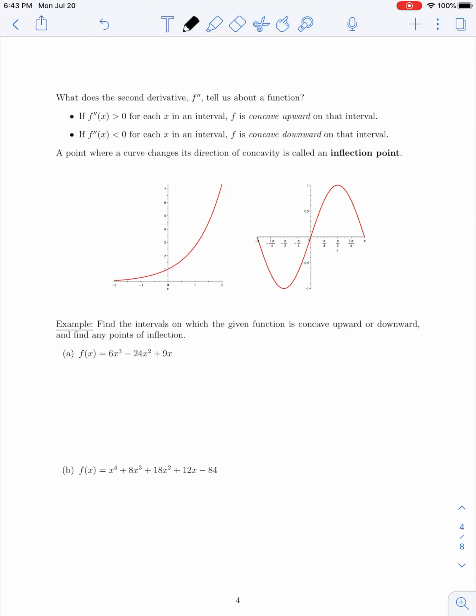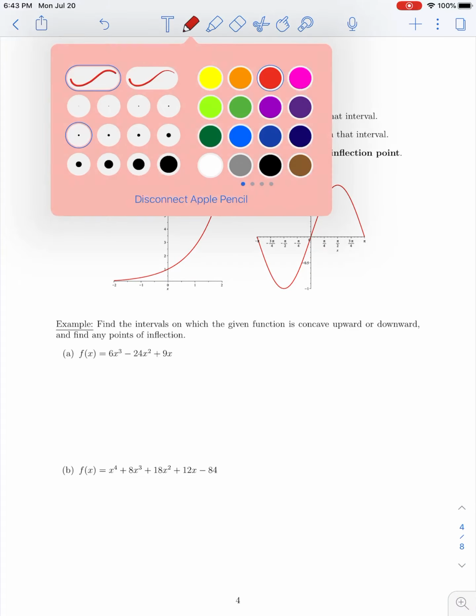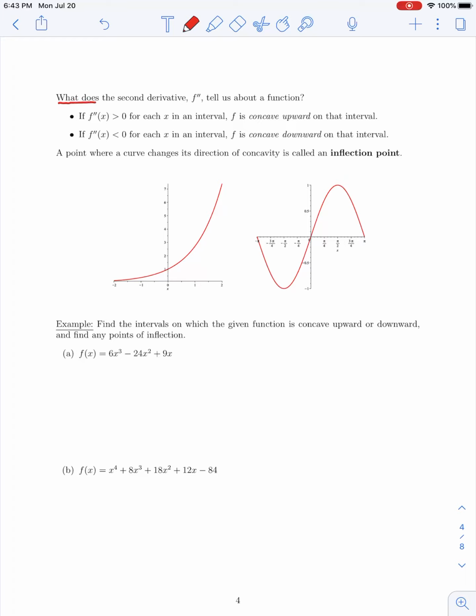So let's think about a graphical or geometric interpretation of the second derivative. So here we can ask the question, what does the second derivative, f double prime, tell us about a function? The second derivative tells us information about the concavity of a function. So much like the first derivative told us whether a function was increasing or decreasing, the second derivative will give us information about the concavity of the graph of that function. So let's introduce this in a bit more detail.